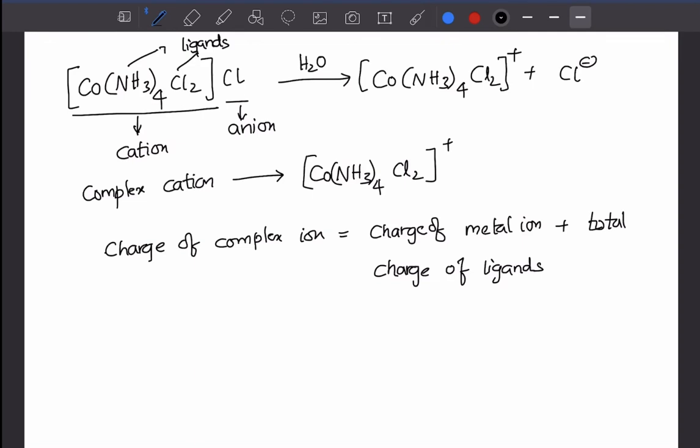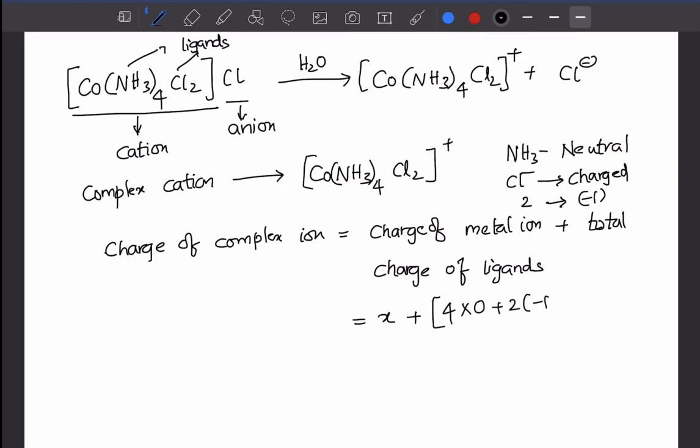Now, what is the charge of the metal ion? We do not know that, so let's call it X. So let's take the total charge of the ligands. There are 4 neutral ligands. NH3 here is the neutral ligand. Cl is the charged ligand, so it has a charge of -1, and there are 2 of them. So it becomes 4 times 0 plus 2 times -1, which is -2. So the complex ion charge is +1. So we use that +1 here.